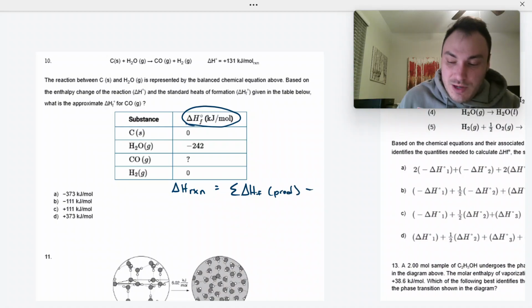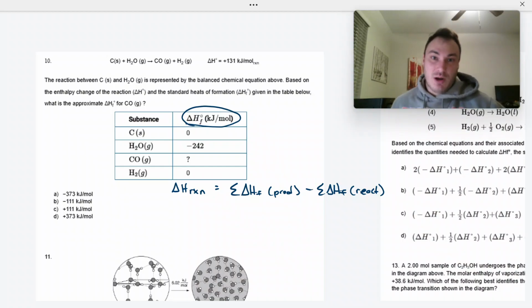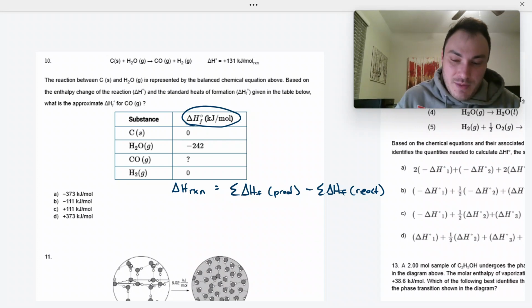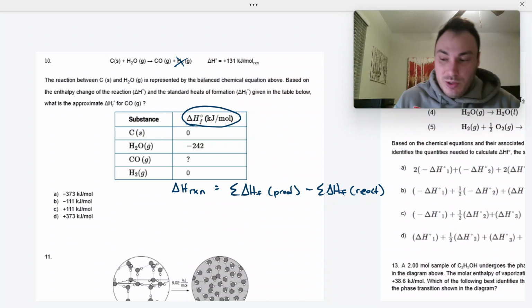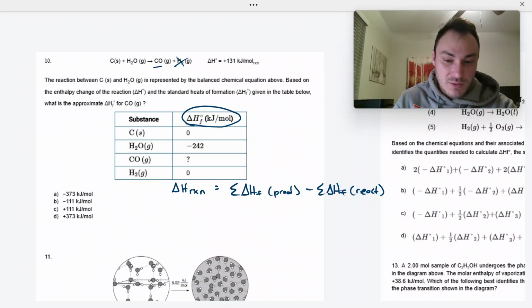The enthalpy of reaction is equal to the sum of the enthalpy of formation of the products minus the sum of the enthalpy of formation of the reactants. So enthalpy of formation does products minus reactants, not reactants minus products like bond energy does. H2 does not have an enthalpy of formation because that is its natural state. Carbon monoxide is what we're solving for.